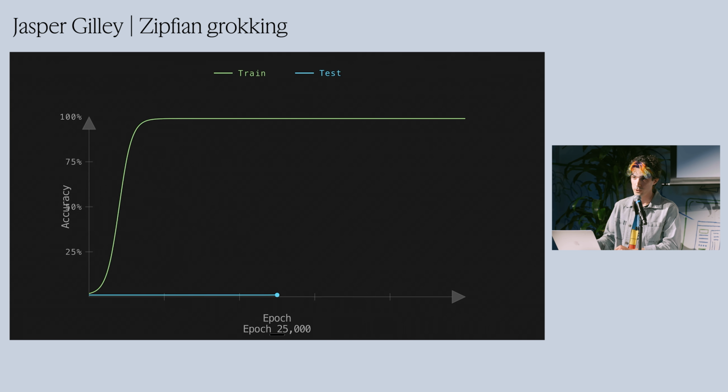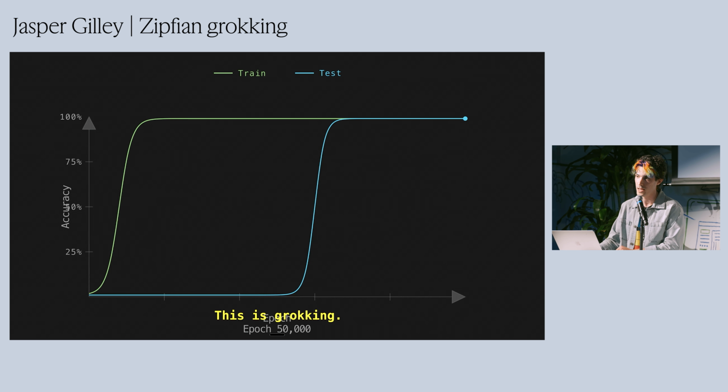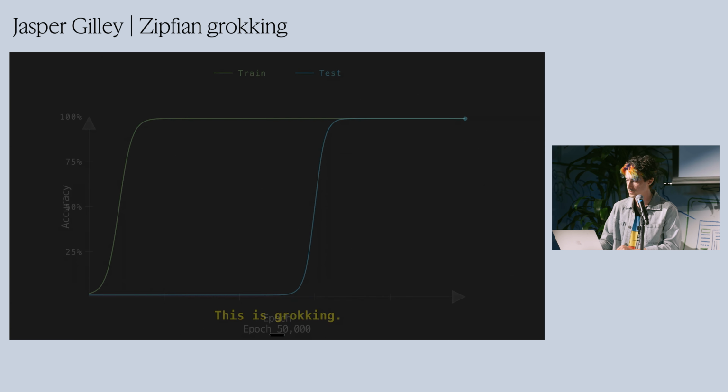However, after you train it for a long time, what the OpenAI team found in 2021 is that something really interesting happens. All of a sudden, your test accuracy shoots up to 100% along with train accuracy because the model learns the rule that underlies all of the data. This is grokking. So what might be going on under the hood here?